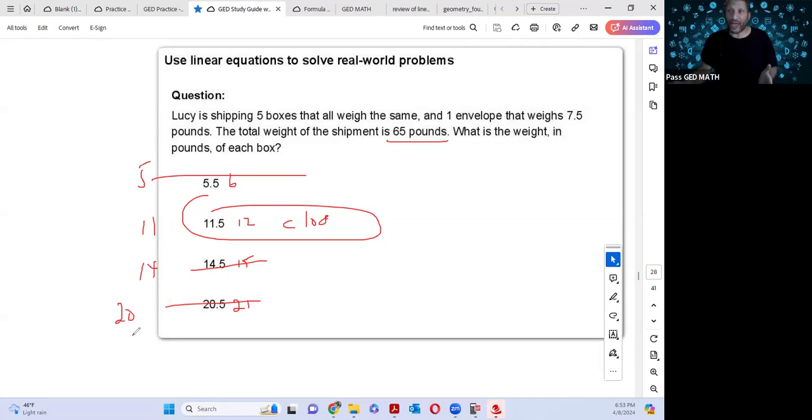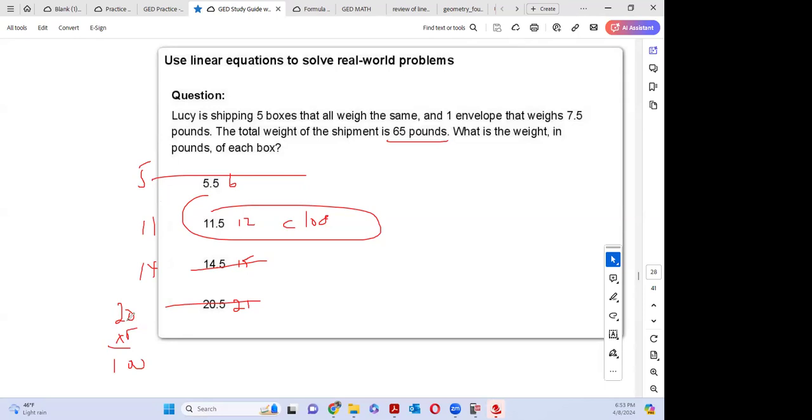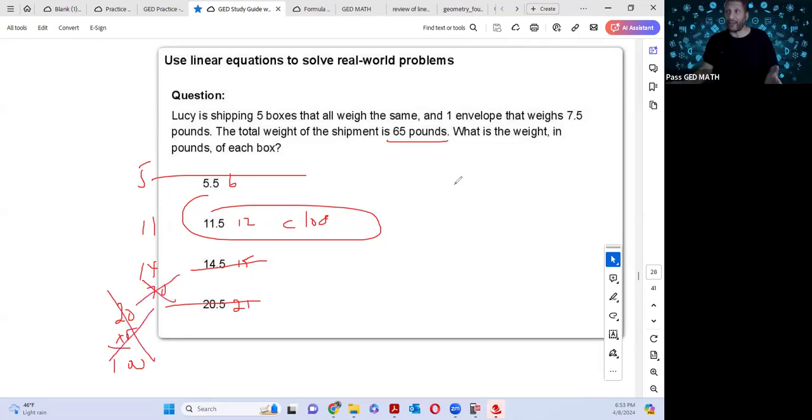I know 20 times 5 is 100. Can't be that. 14 times 5 is 70. Can't be that because it weighs 65. 70 is too much. 11 times 5 is 55 plus 8. We can estimate. That's around 63. Oh, it might be B. 5 times 5 is 25 plus 8 is 33. It can't be that. I got my answer.